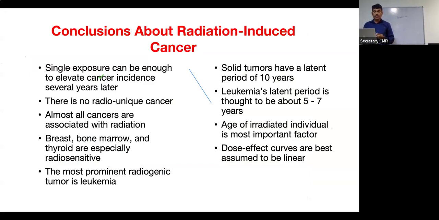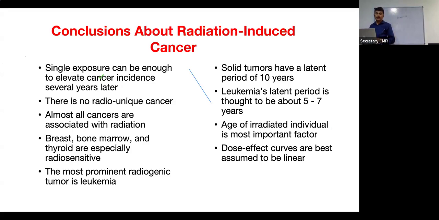There is no radio-unique cancer. You cannot say that this particular cancer comes because of radiation. There is nothing like that. Almost all cancers are associated with radiation, but breast, bone marrow, and thyroid are especially radiosensitive types of organs. So we can expect more frequent cancer incidence because of radiation for those.